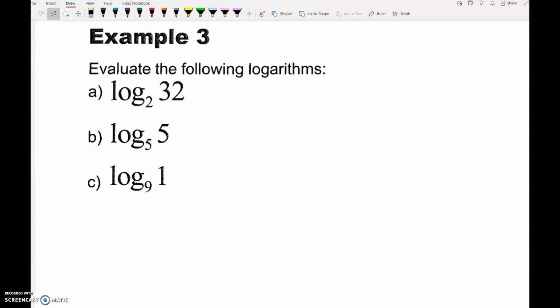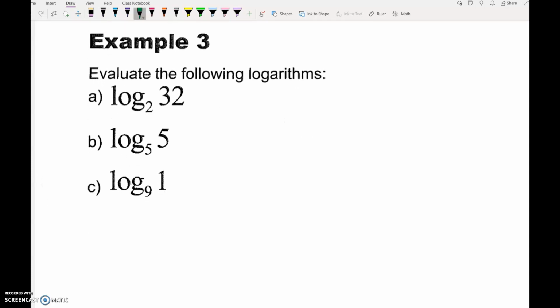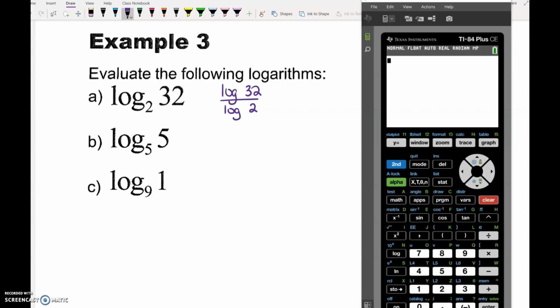So if I want to evaluate these, we would do log button 32 divided by log button 2. If you're using a scientific calculator, your log button is right below your second button, if you're using the normal scientific calculator that we all recommend that you use. If you're using this graphing calculator, it is right next to the 7.